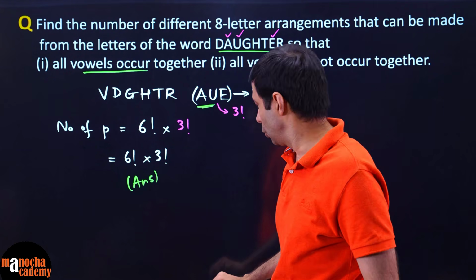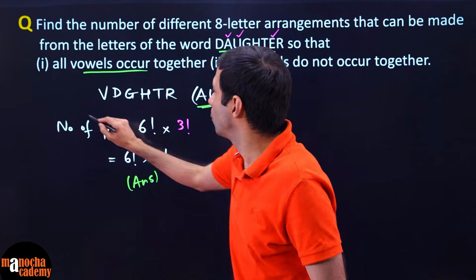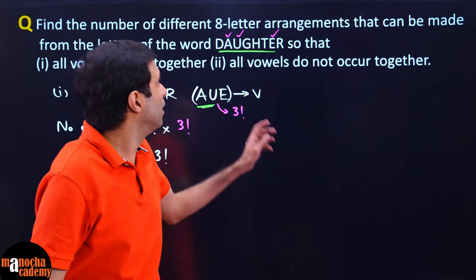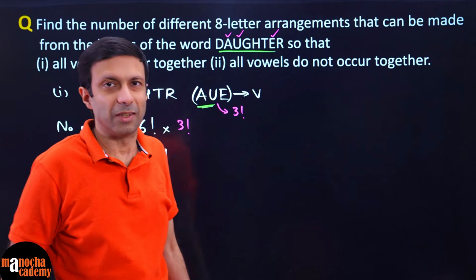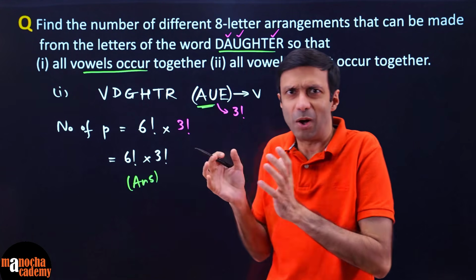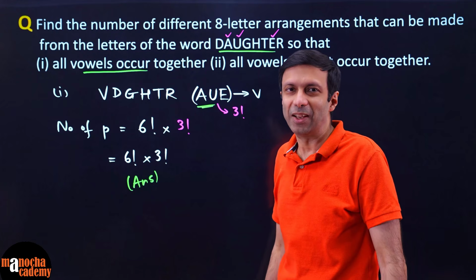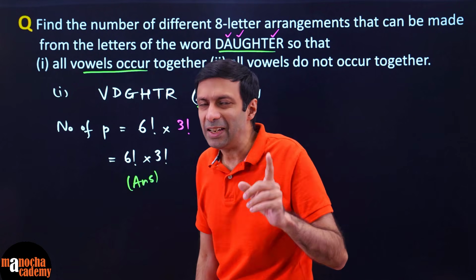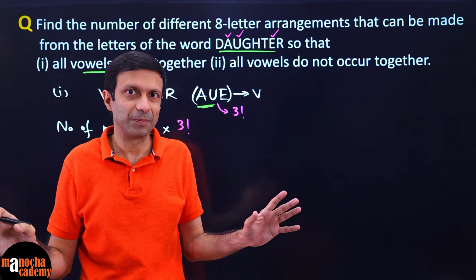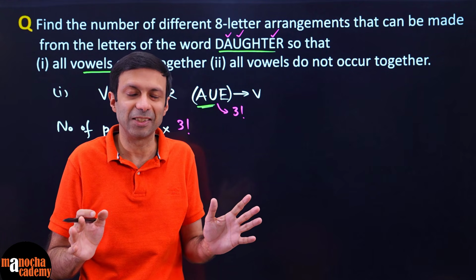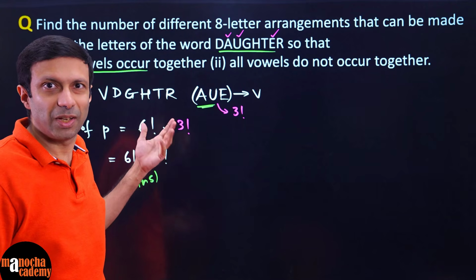Now let's look at part 2, because this was part 1 here. Part 2 is asking how many permutations where all the vowels do not occur together. So we do not want this, where all the vowels are packed up together. So this is very easy, because what we can do is we can find all the permutations of the word daughter, right? All the permutations of the letters, and then subtract all these where they occur.